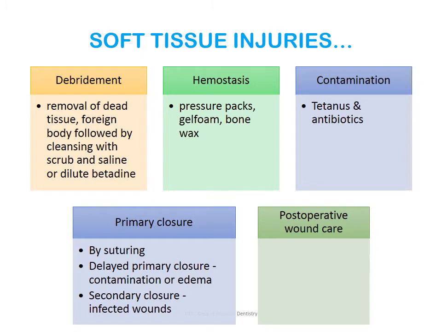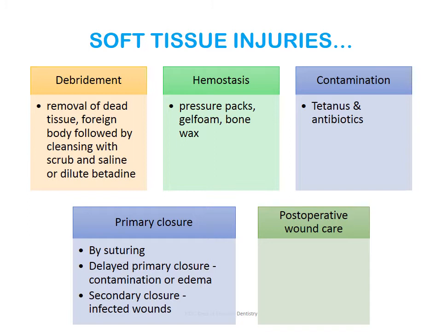So how do we manage these soft tissue injuries? We manage by debridement, hemostasis, then management of any contaminated wound, then the primary closure and post-operative wound care. So in debridement, what do we do? We remove any dead tissue, any foreign objects, followed by cleaning with scrub and saline or dilute betadine.